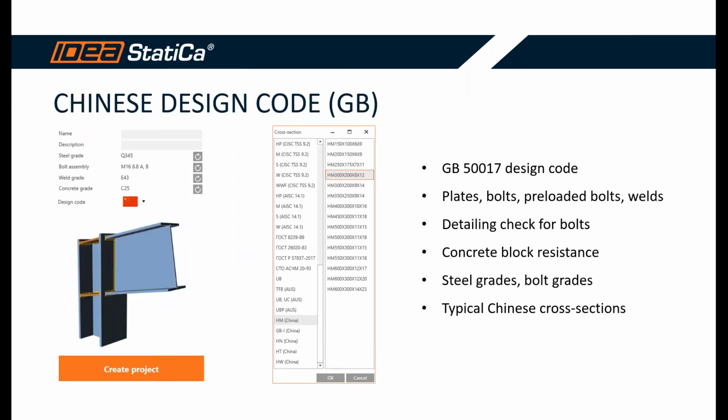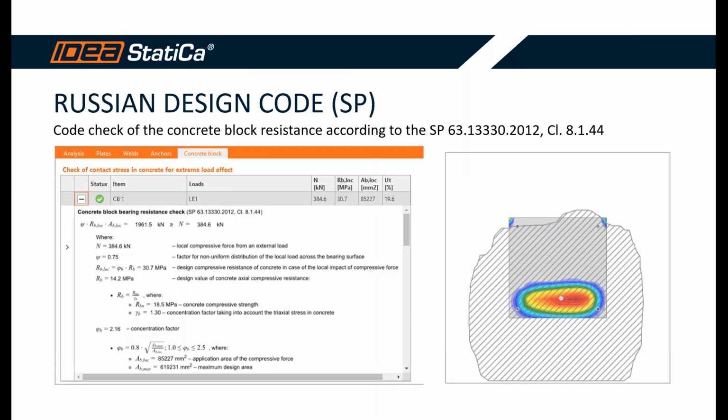We implemented a new design code, the Chinese design code. New codes for plates, bolts, preloaded bolts and welds are implemented, also detailing for bolts, and if we talk about anchoring, concrete block resistance is checked. We also implemented typical steel grades, bolt grades and Chinese cross sections into the libraries. The Russian design code was implemented in a previous version, but for version 10.1 we implemented concrete block resistance according to the Russian design code.